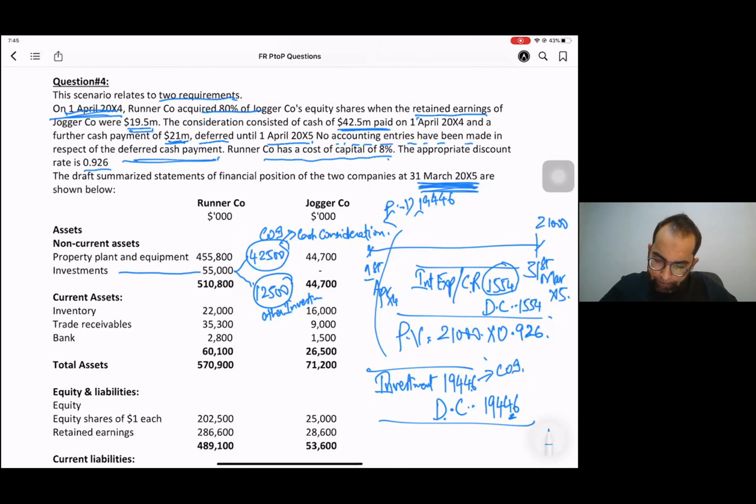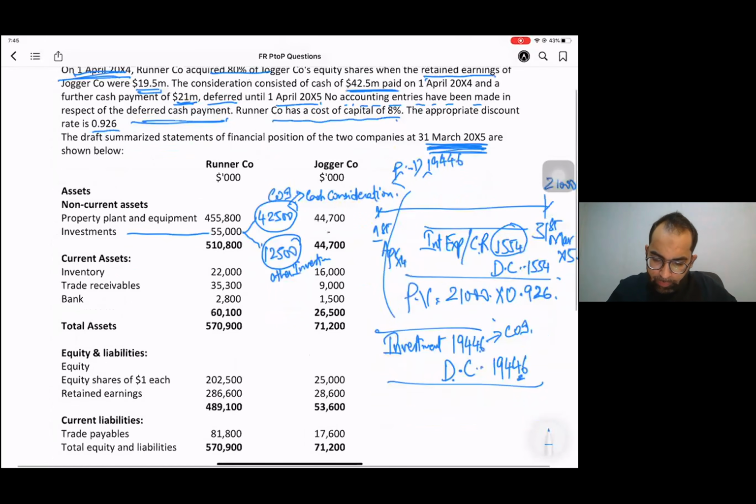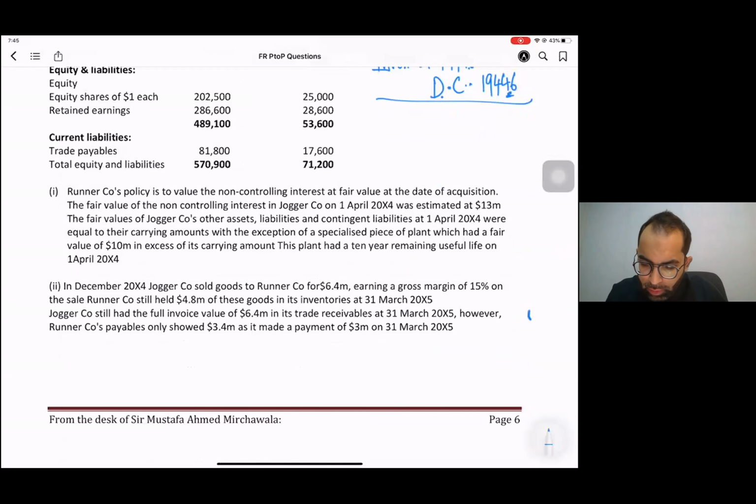Now let's move to the fair value adjustment thing. Runner company, I will solve the question in one go. Okay, don't worry, I'll solve it. Runner company's policy is to value the non-controlling interest at fair value. Yes, it's the full goodwill method. At the date of acquisition, the fair value of the non-controlling interest in jogger company was estimated at 13 million. Fair value of NCI is ready-made.